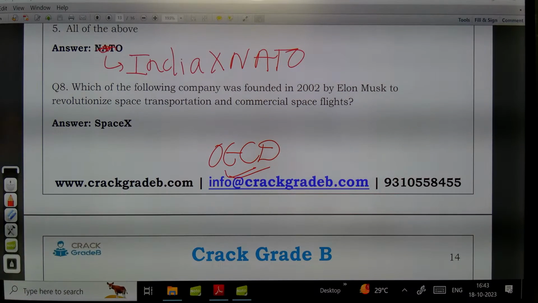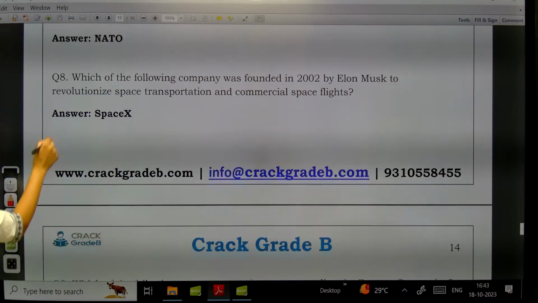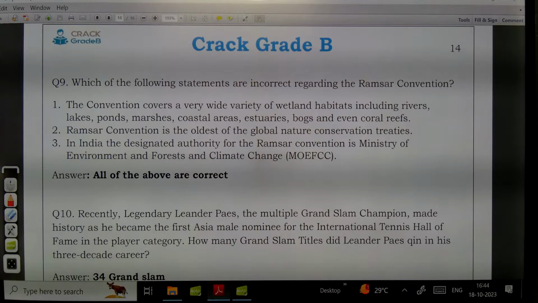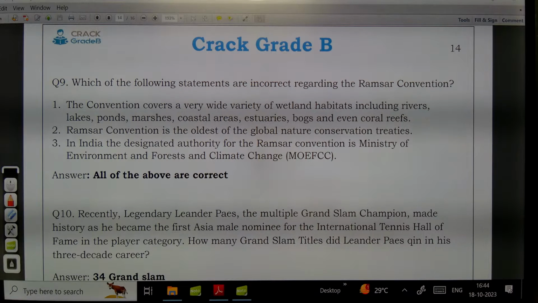Which of the following company was founded in 2002 by Elon Musk to revolutionize space transportation and commercial space flights? SpaceX. This was also easy question. Which of the following statements are incorrect regarding Ramsar Convention? The convention covers a very wide variety of wetland habitats including rivers, lake, pond, marshes, coastal areas, estuaries, bogs and even coral reefs. Ramsar Convention is the oldest of the global nature conservation treaties, and in India the designated authority is Ministry of Environment and Forest and Climate Change. All the statements are correct.